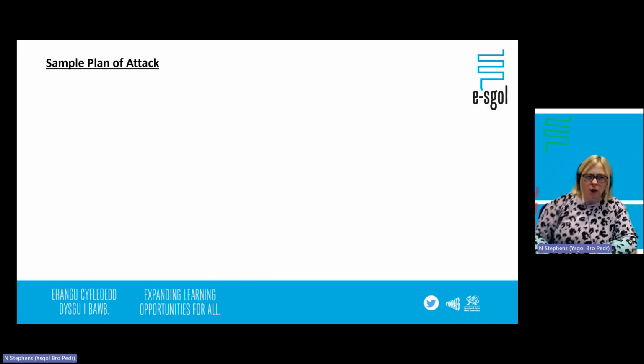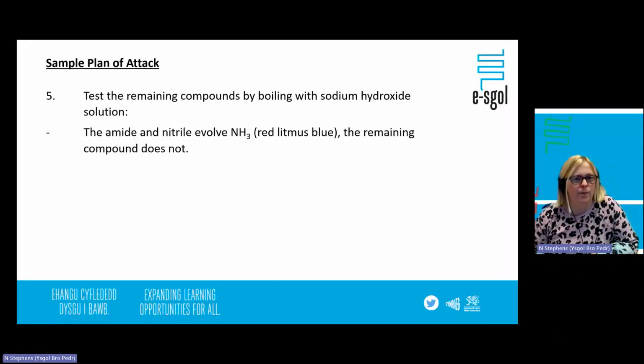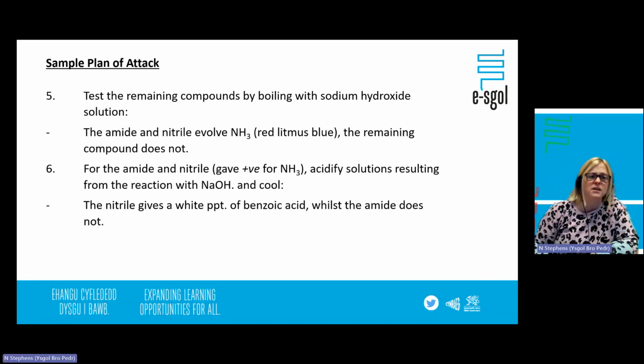Happy days. We then go to the remaining 3 and we boil them with sodium hydroxide. 2 of them will produce ammonia. So we know that the amide and the nitrile will evolve ammonia gas, which can be confirmed using damp red litmus paper, of course. And the remaining compound does not, so 1 will not evolve any gas at that point. Because we want to differentiate between the amide and the nitrile, both of which give ammonia, you can do it on time because the amide will evolve that ammonia much more rapidly than the nitrile will.